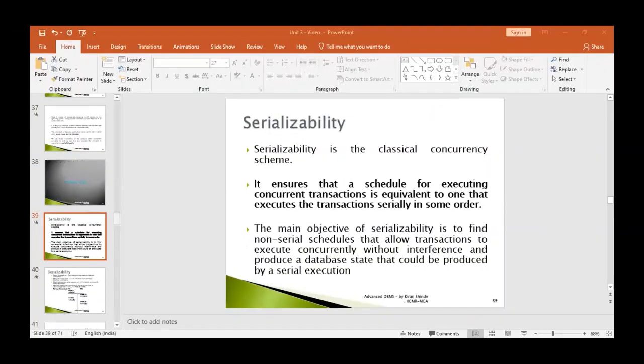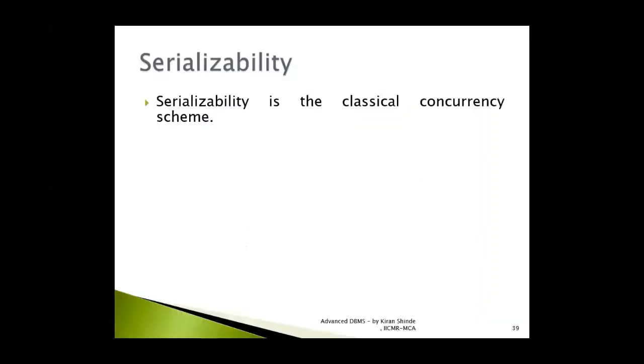So first of all, let us try to understand what we mean by serializability. Serializability is the classical concurrency scheme. If you remember, in my last video session we discussed the problems that arise when multiple transactions execute concurrently, and we also discussed certain schemes with respect to concurrency control. Similarly, this is the concept which we are going to discuss to see how concurrency can be managed, monitored, and controlled.